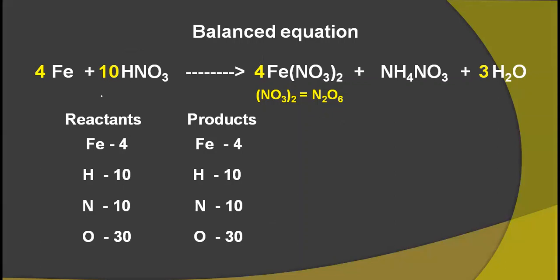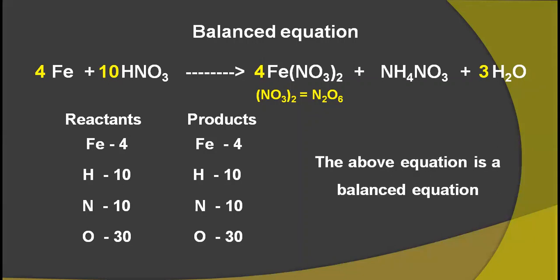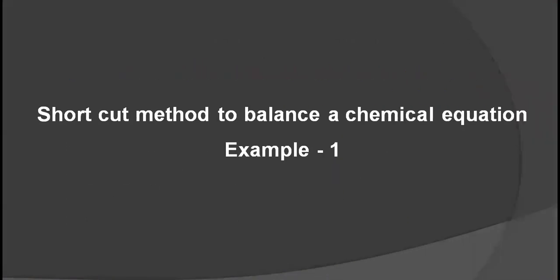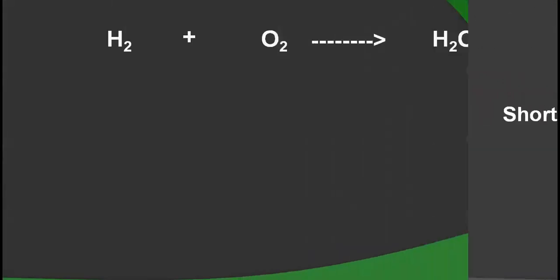Since all the elements involved in this chemical reaction are equal in number with respect to their number of atoms on either side, this equation is a balanced chemical equation. Okay, now we'll go into the shortcut. We'll see 3 examples. We'll start with a very, very simple equation.